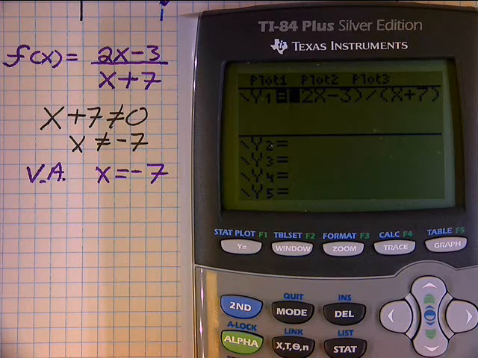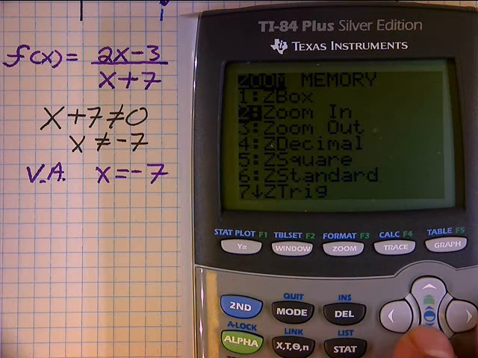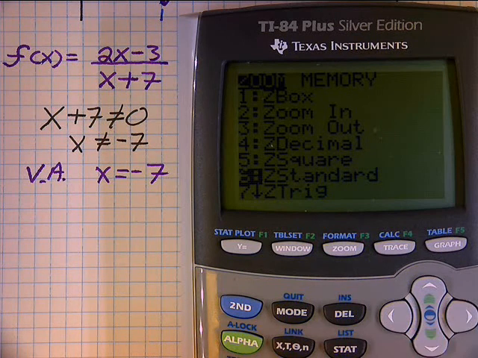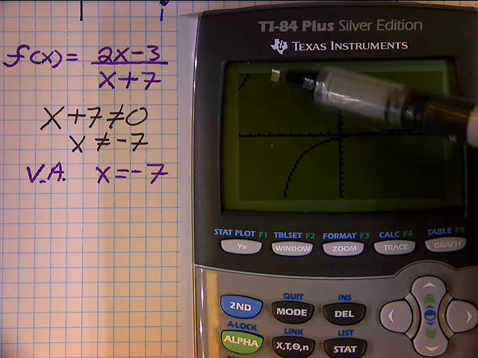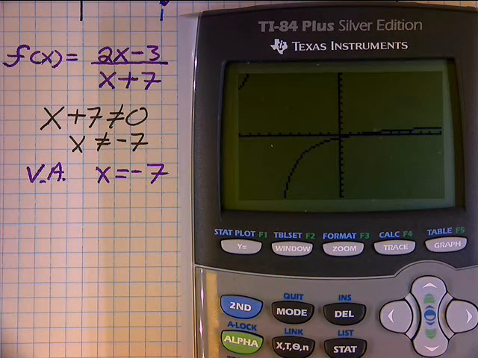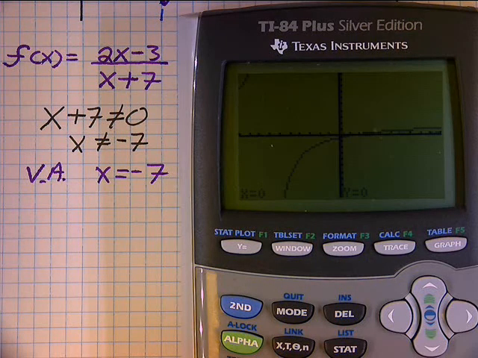I'm now going to use my calculator to graph the function y equals 2x minus 3 divided by the quantity x plus 7. Now, I'm going to do a zoom standard, which is going to set my x min to -10, my x max to +10, my y minimum to -10, and my y maximum to +10, and hit enter. Now, over here at x equals -7, you'll notice that I don't cross that part of the graph. I'm going to zoom out to get a little bit better look at this.